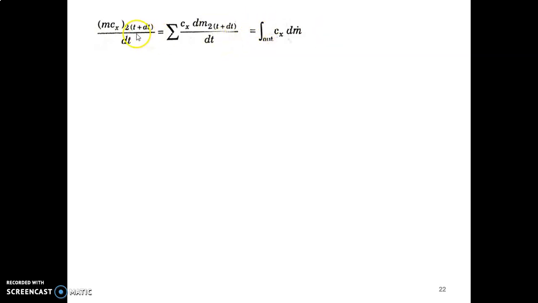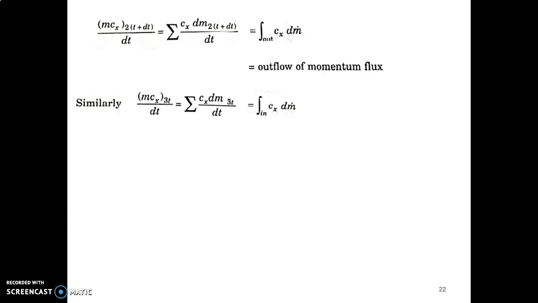Since region 2 comes after the control volume, we can consider it as outflow. Therefore integral out cx dm dot, since the unit will be mass per time, so we have to consider it as mass flow rate. So cx velocity into mass flow rate. This is outflow in the case of the second region. Similarly, outflow of the momentum flux. Similarly, for region 3, we will get inflow of the momentum flux. Okay, integral inflow cx dm dot.